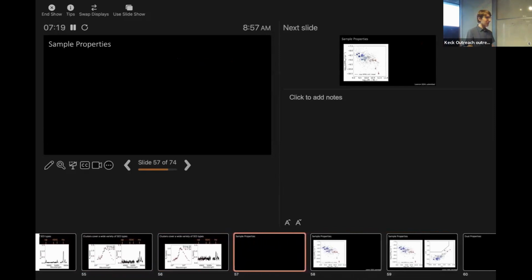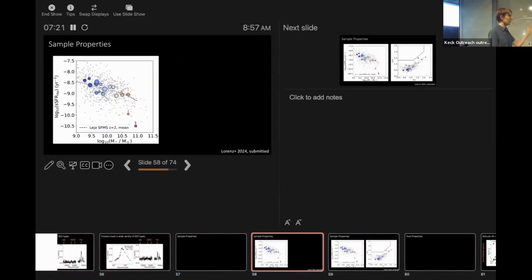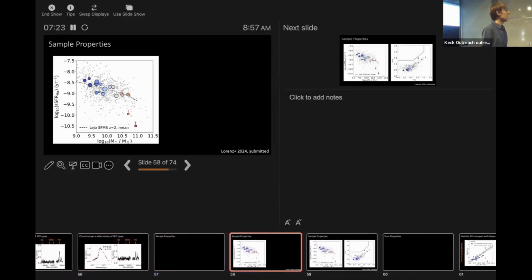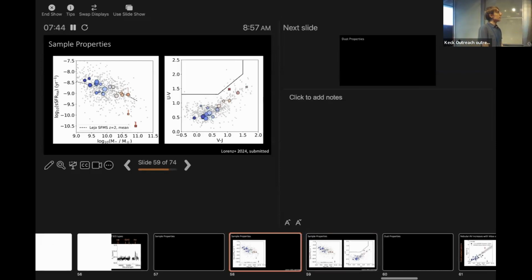So before we talk about the dust, a quick overview of the sample. We have 20 composite groups. They span a wide range of masses and star formation rates. They mostly follow along the star forming main sequence. And you can see a couple of groups are represented with squares here. These are ones where even with the stack spectra, we couldn't detect their H beta lines. And so we couldn't get a perfectly accurate dust measurement. We can place lower limits on their star formation rate.